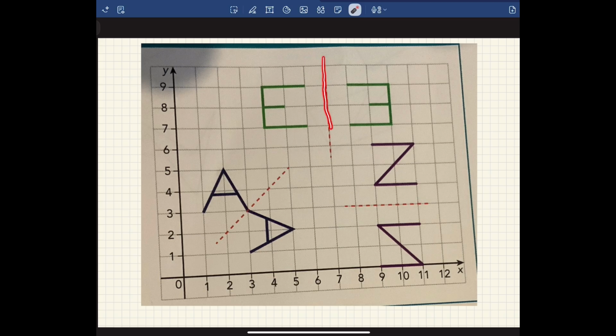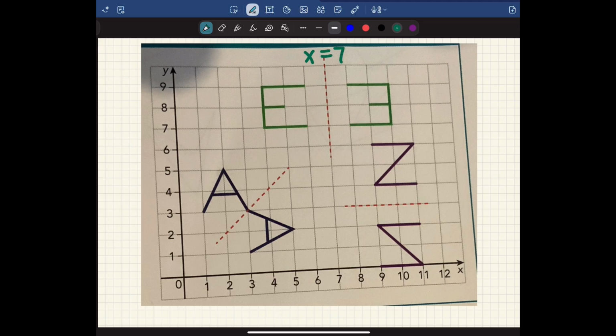Okay, so this is a vertical line of reflection, and we know that vertical lines always have the equation in the form x is equal to a constant. So the line of reflection will be in the form x is equal to a constant. And what constant is that? So extend the line of reflection and you see that it intersects the x-axis at 7. So the line of reflection is going to be x is equal to 7.